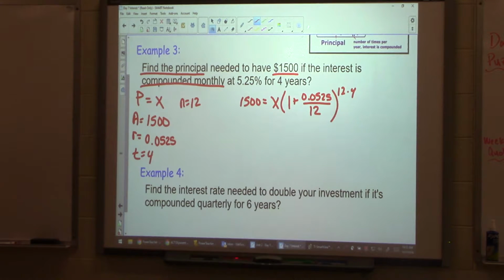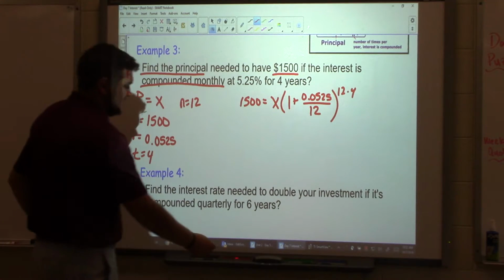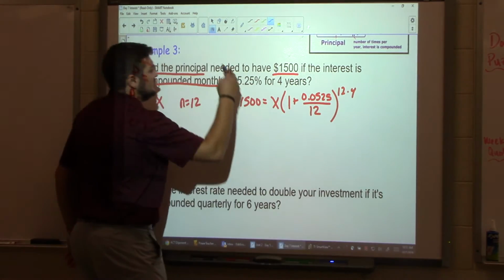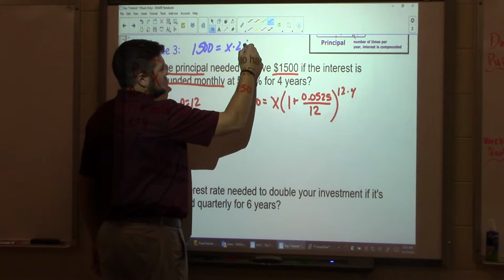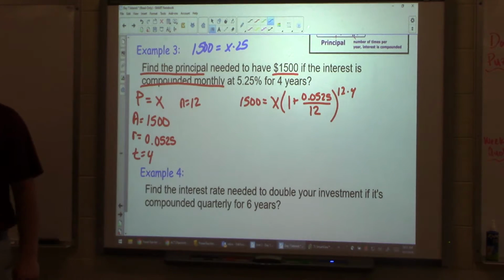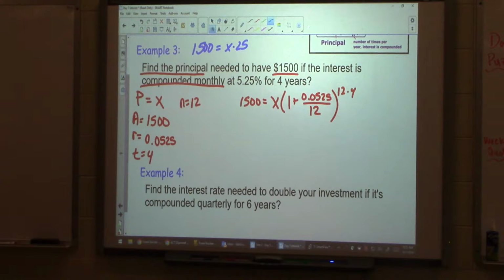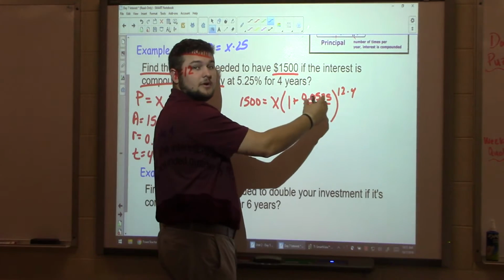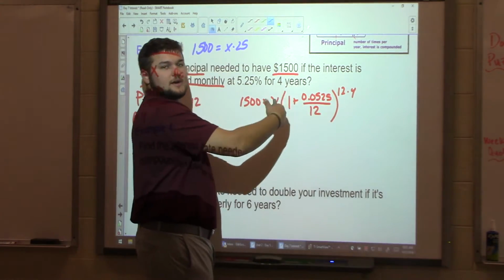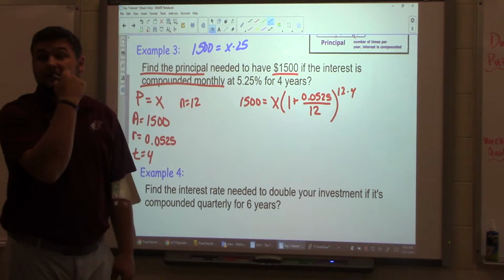Can't just plug this in our calculator now, though. Right? How are we going to solve for X? Let me ask you this. If I gave you 1,500 equals X times 25, how would you solve for X? You would divide by 25, right? This is X times some number. So can we just divide by some number? Yes. Yeah, so here's what we're going to do.